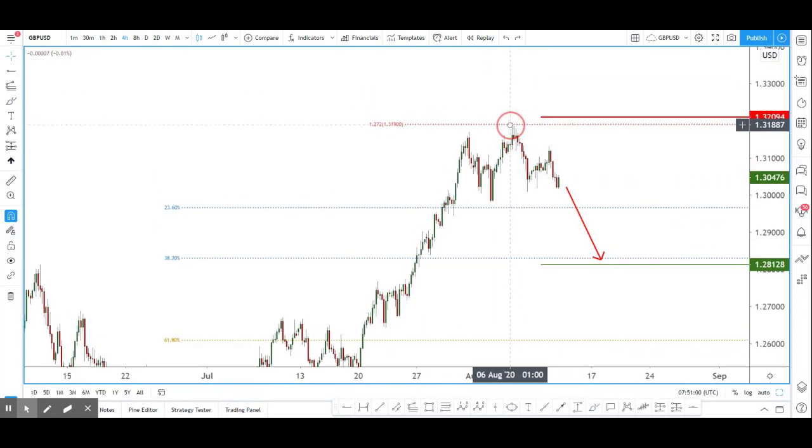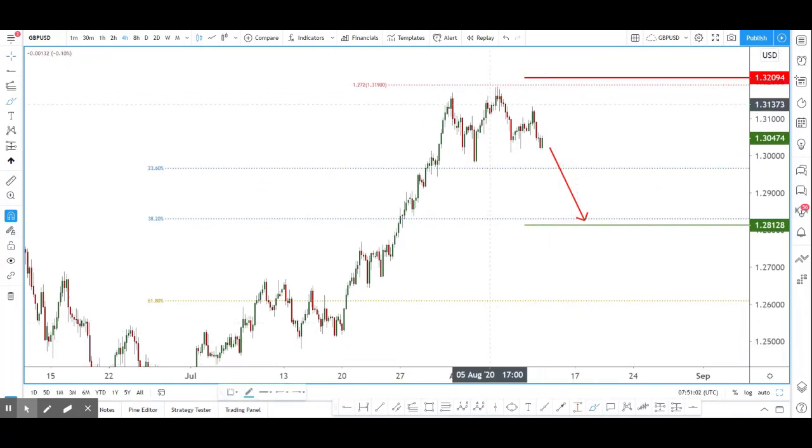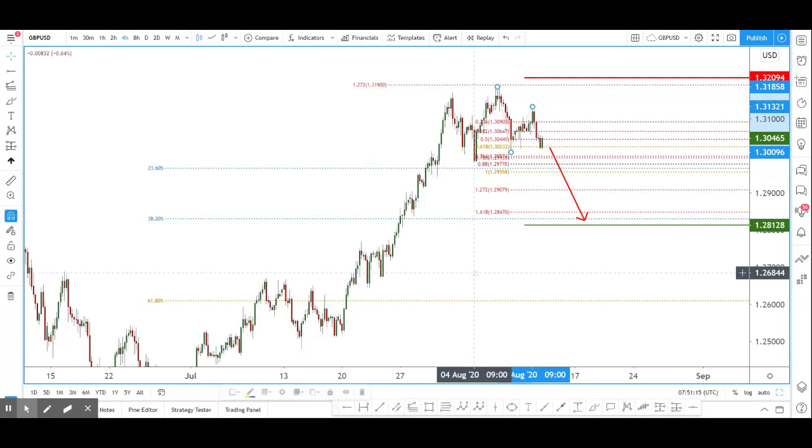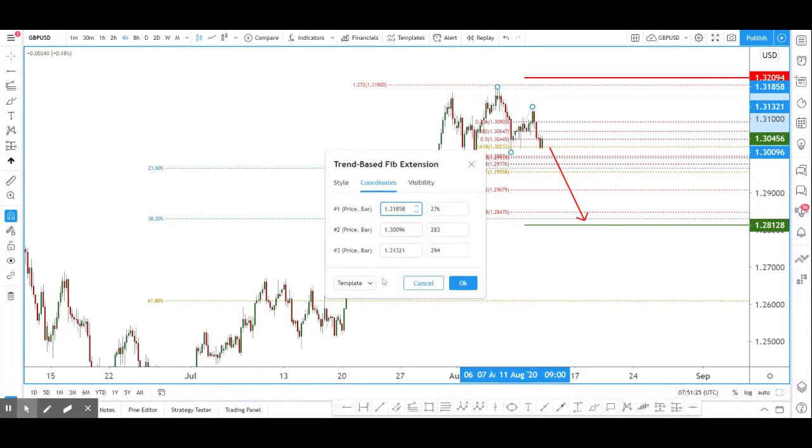Now we also see price making a zigzag. So we can use Fibonacci extension, follow the zigzag point 1, point 2 to point 3, and we can open up all key Fibonacci levels. And we also see that the 100% falls in line with the 23.6. So let's highlight the 100% first.